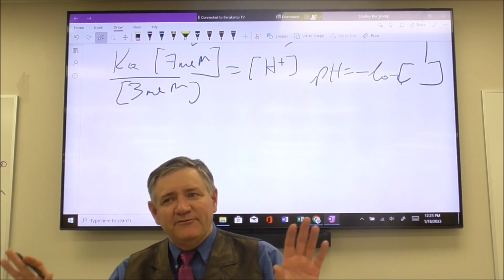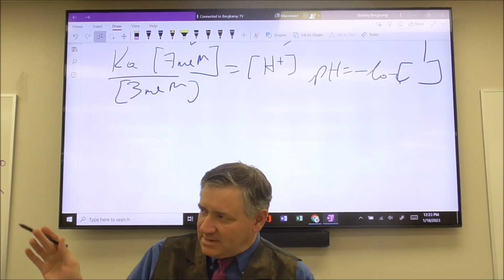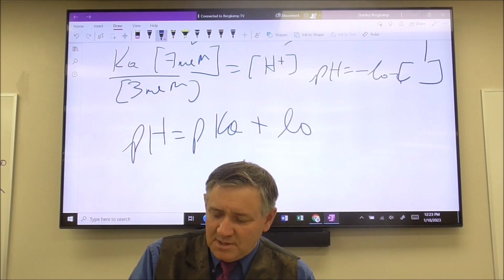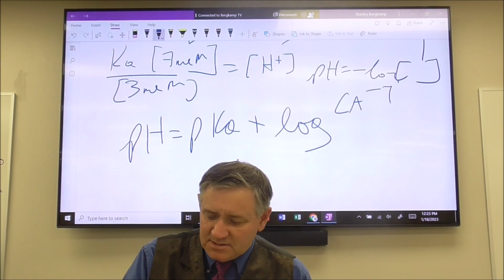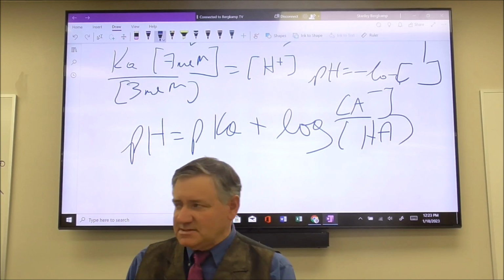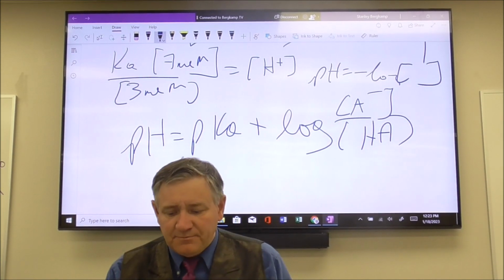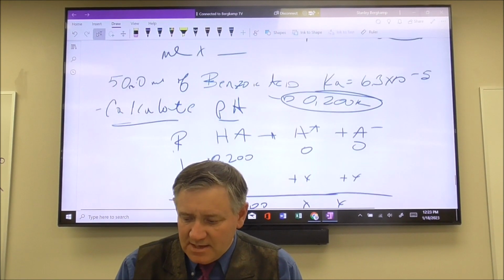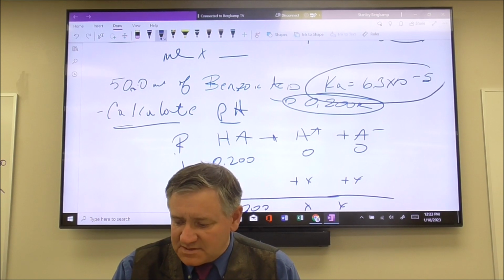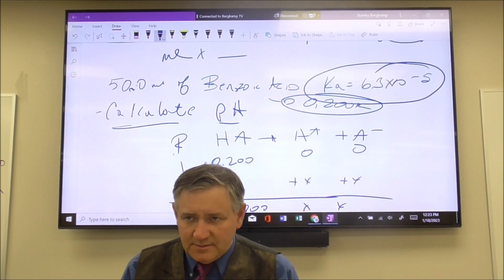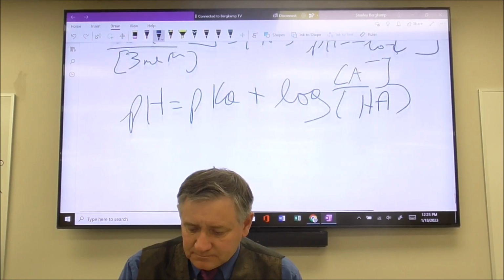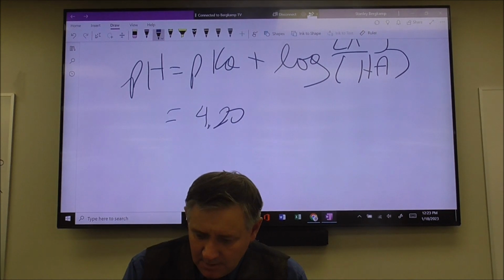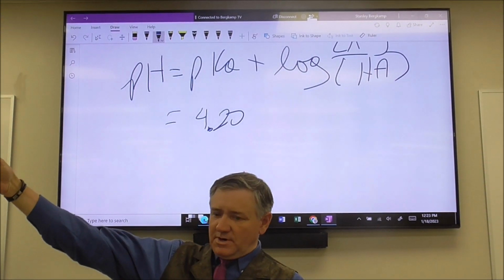Here's the more, I'll call it efficient method, okay? And this is the Henderson-Hasselbalch equation, which says pH equals pKa plus the log of your anion concentration divided by the concentration of your acid. Now, we need this number. Somebody take the negative log of the Ka of acetic acid. Somebody take the negative log of 6.3 times 10 to the negative fifth. 4.201. What'd you get? 4.201. So call it 4.20. Okay? Because I just went 2 decimal places to the right.